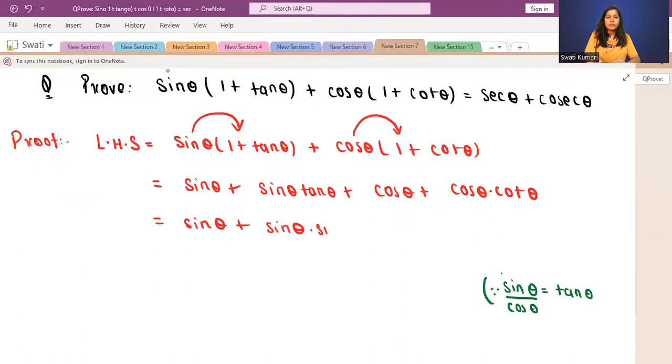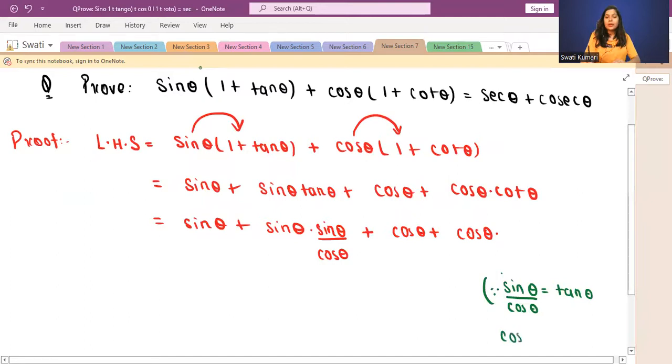So this will become sine theta upon cos theta. Plus this cos theta I'm going to keep as it is, here also plus cos theta I'm going to keep as it is, but in place of cot theta again I'm going to use a formula, which is cos theta upon sine theta equals cot theta. So this formula I'm going to use here.